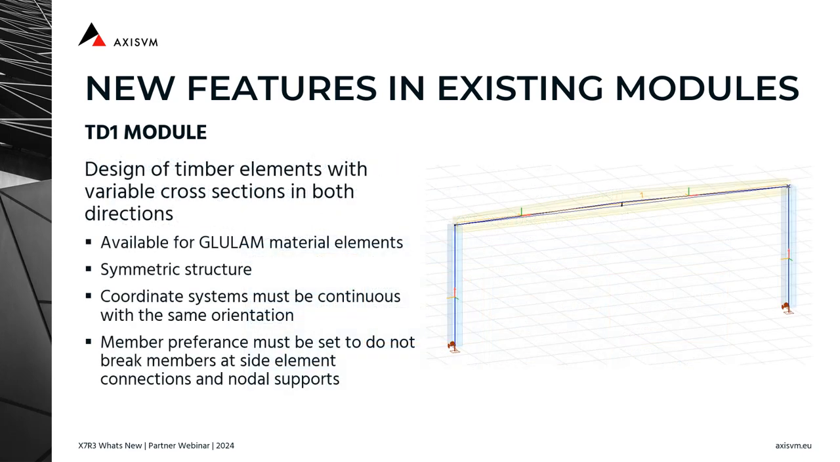Next new feature is that linearly varying cross-sectional beams, which are varying in 2 opposite directions, can be now defined as one design element. This feature is for glued laminated timber elements. There are some regulations which have to be kept in mind during definition of these elements.